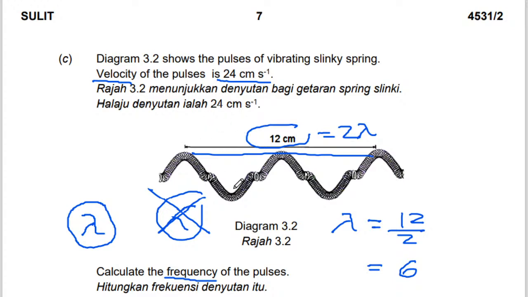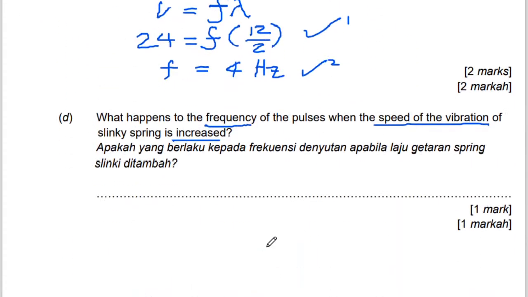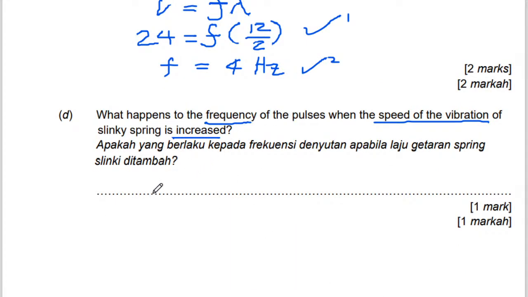So the frequency will increase because why? The lambda will be smaller. Okay, lambda will be smaller. If you vibrate this faster, the lambda will become smaller. Means that there will be more vibration in 1 second. Okay, faham? Okay, so the answer here will be frequency increase. Velocity constant. The question said the speed of the vibration increase. Okay.